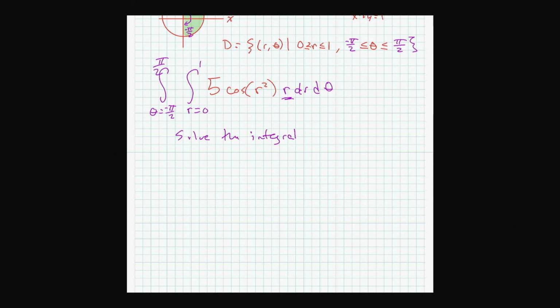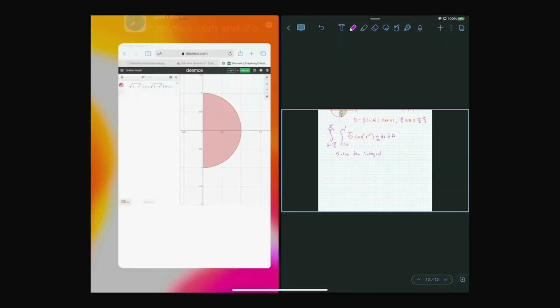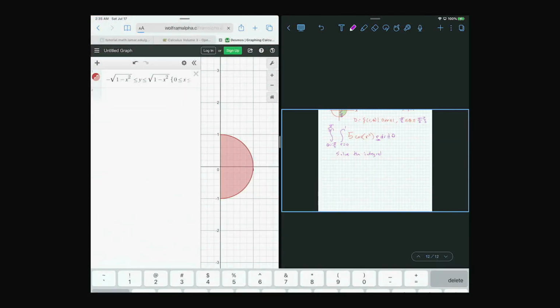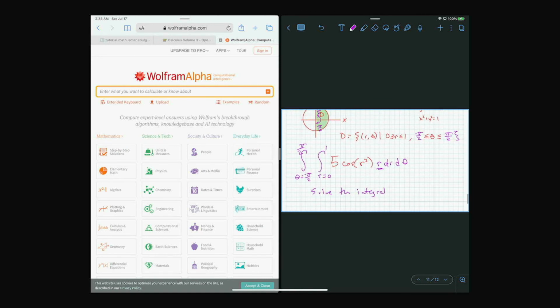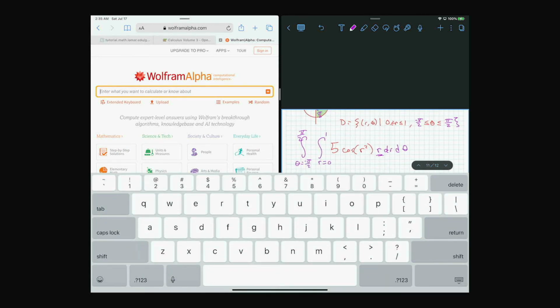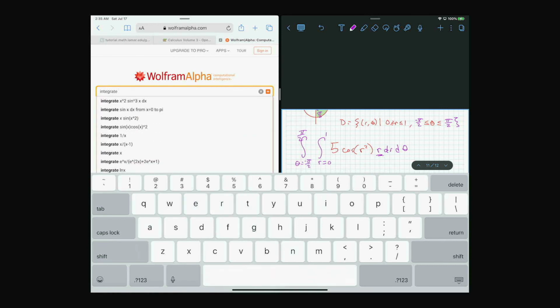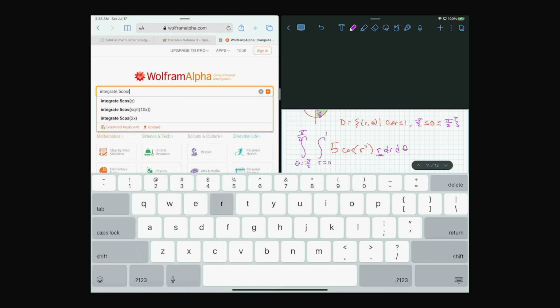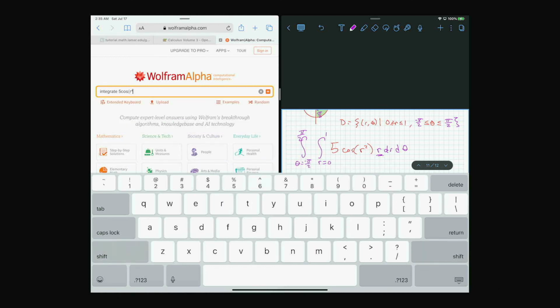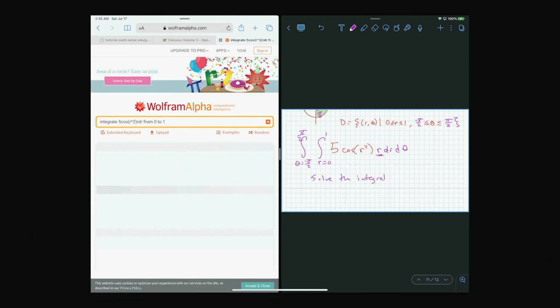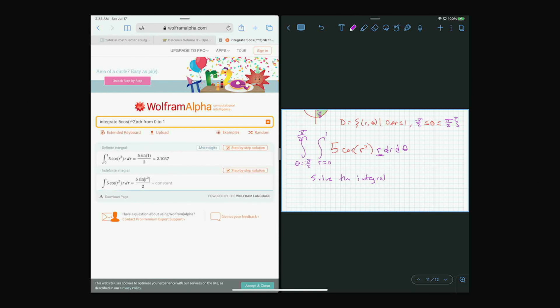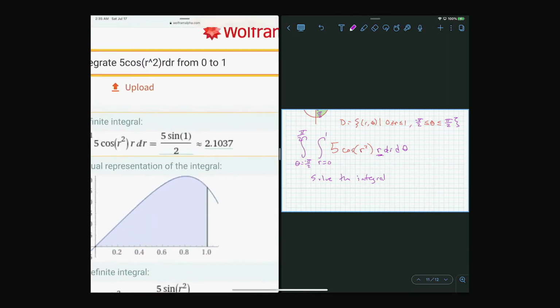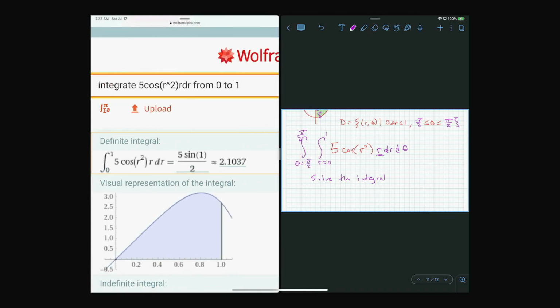Now, one thing I do want to say, this is not a super tough integral or anything. But I don't know off the top of my head how to type in a double integral into Wolfram, but I know I can do this. I can go integrate 5 cosine r squared r dr, right? I can just skip the d theta. I can go from 0 to 1 like that. And so the result you get is 5 sine 1 over 2.